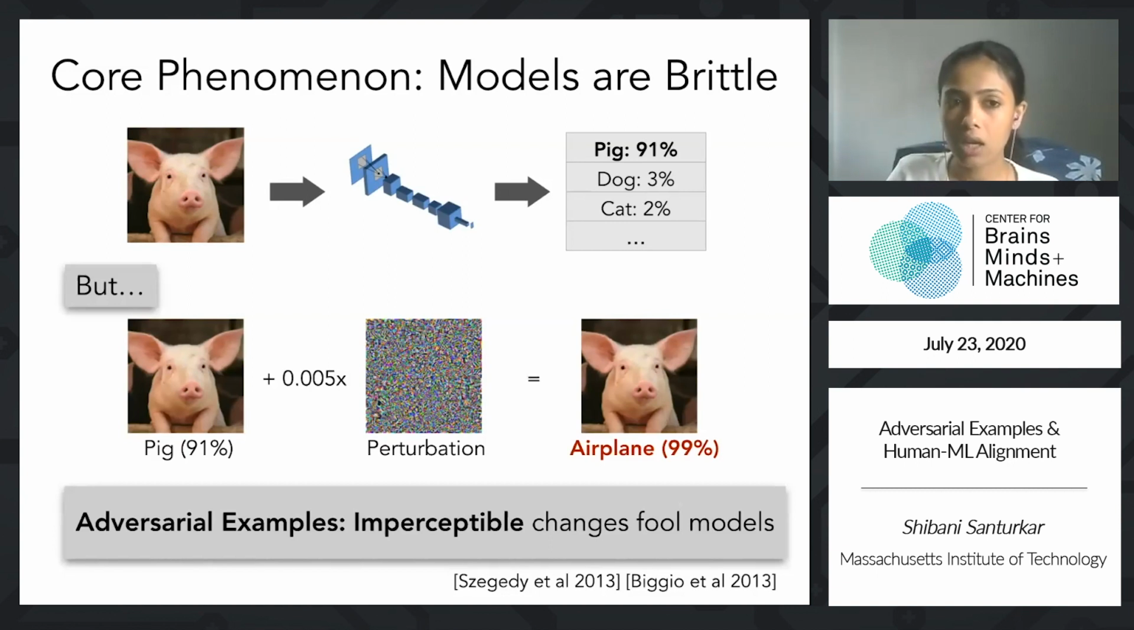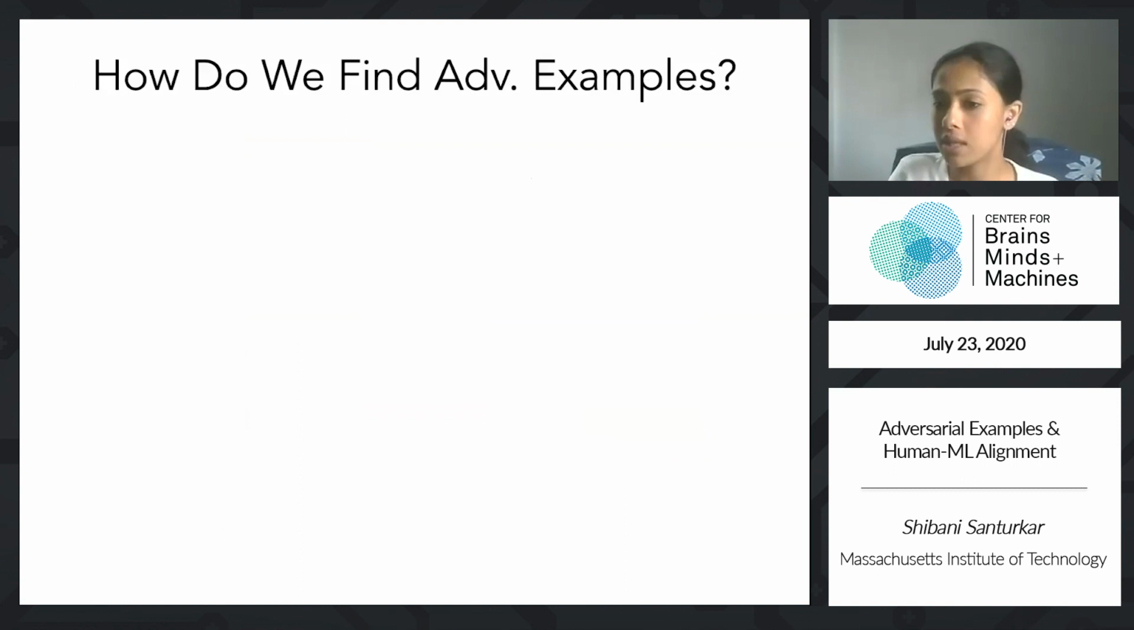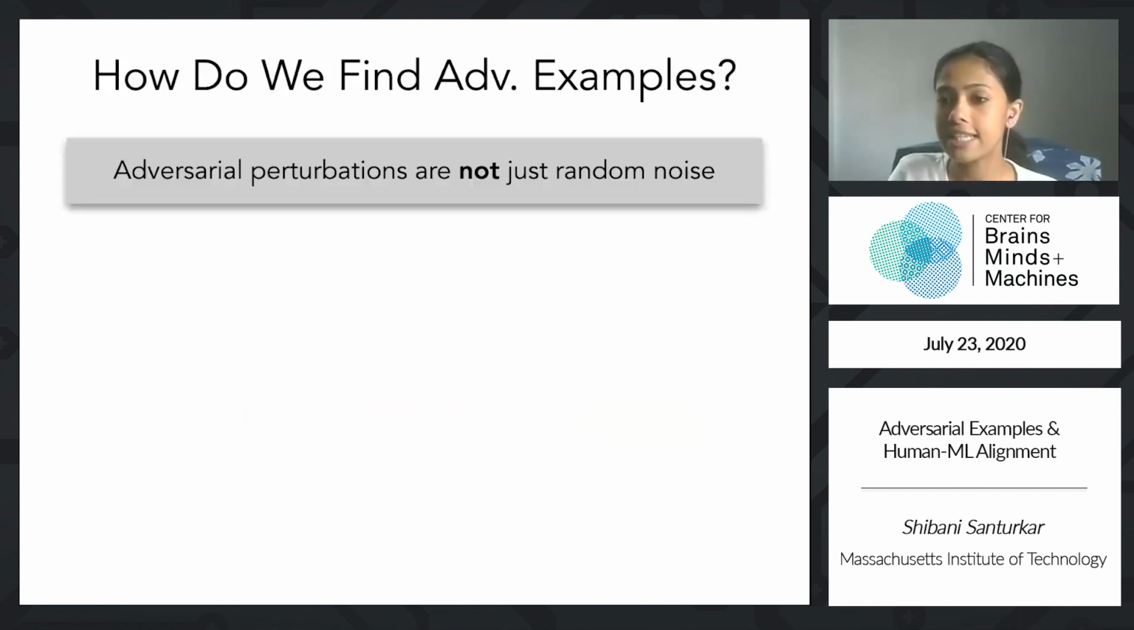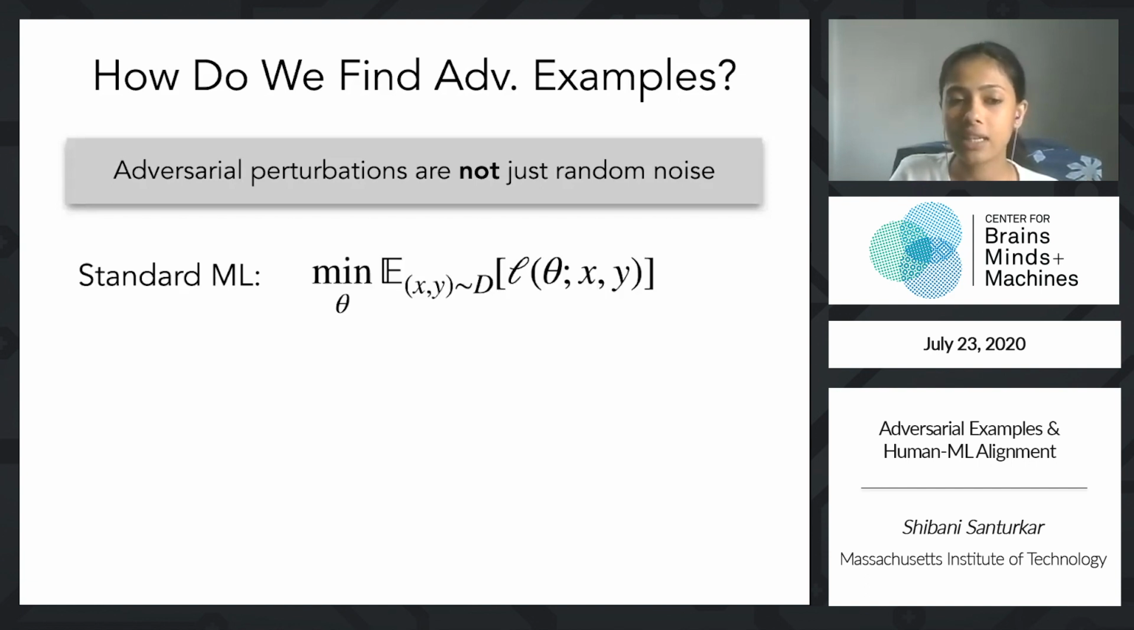So let's take a closer look at what adversarial examples are. Specifically, how do we go about finding them? I want to emphasize that adversarial examples are not random noise. In fact, they need to be specially crafted. You can't just add some Gaussian noise to an input and get the model to easily misclassify it with an imperceptible perturbation. To understand how we find adversarial examples, let's revisit how standard machine learning models are trained in the first place.